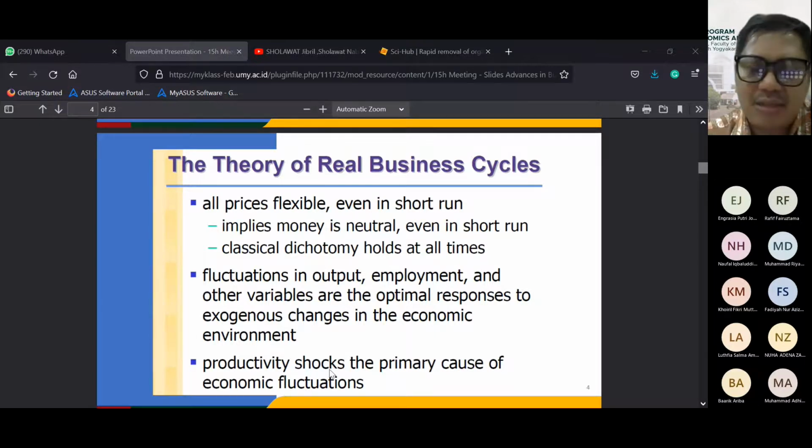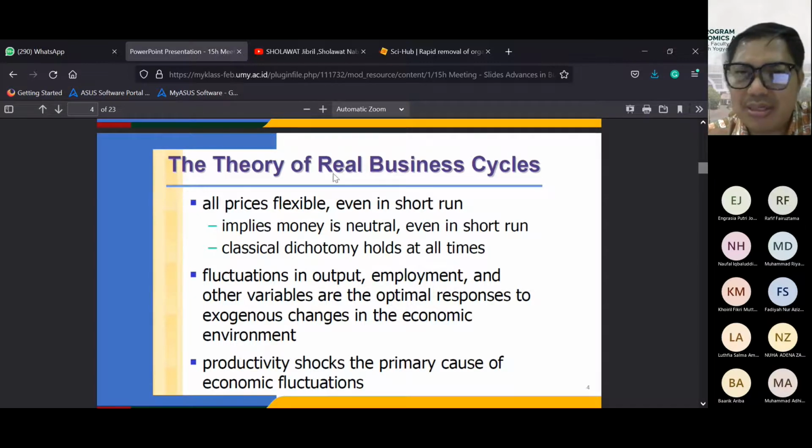Okay, so business cycle basically is the pace of the economic fluctuations in a particular period of time. It refers to the ups and downs of the economy, which represent the dynamic interactions among sectors in the economy. In order to explain those conditions, we are given some theories. The first is the real business cycles.